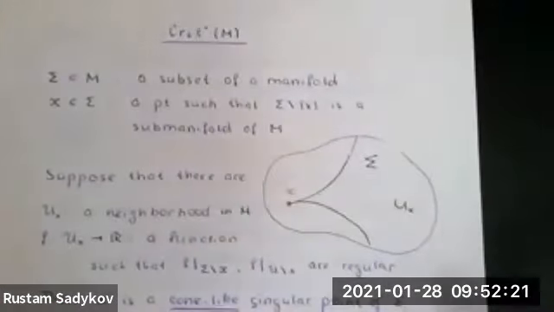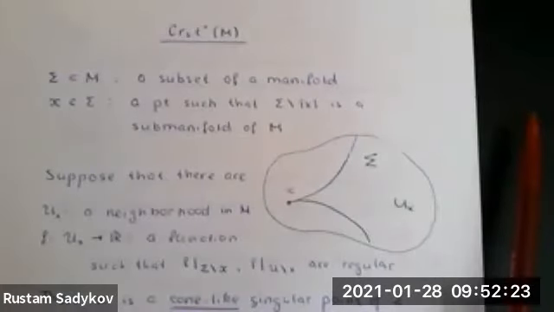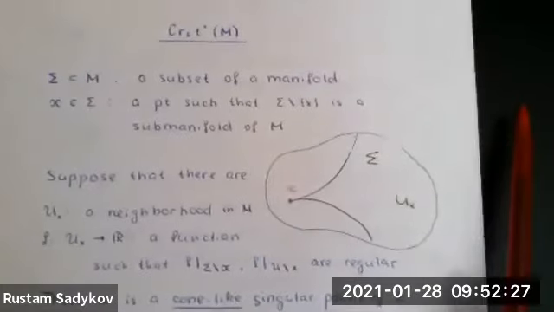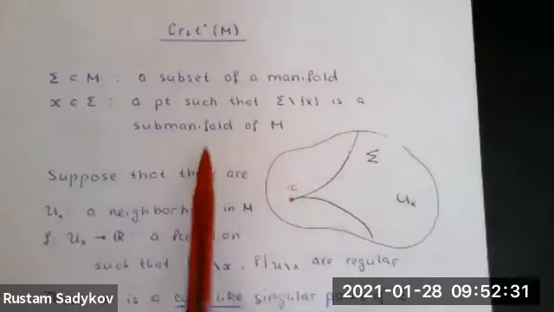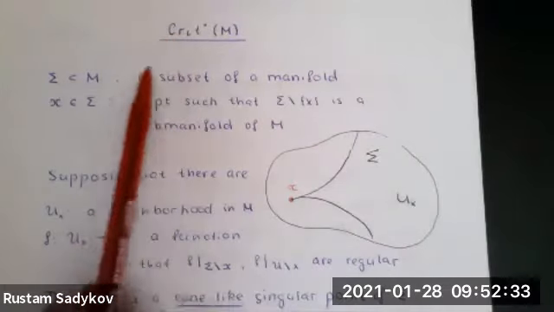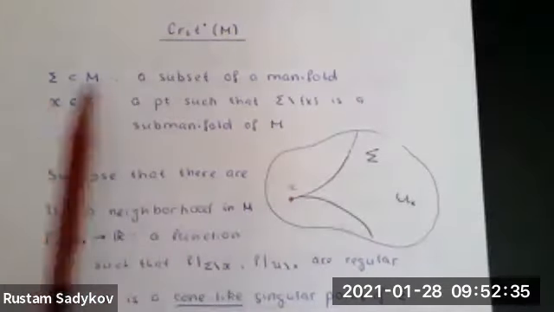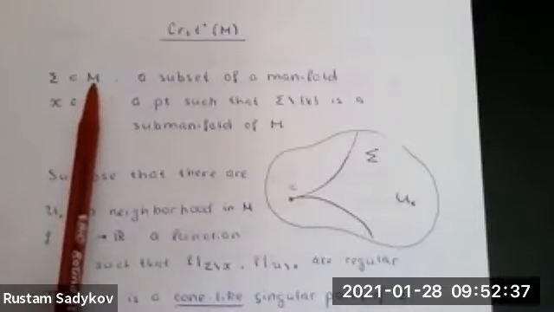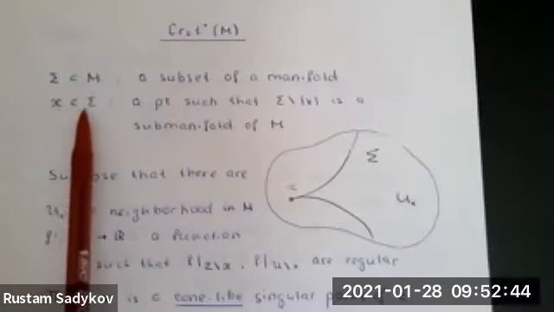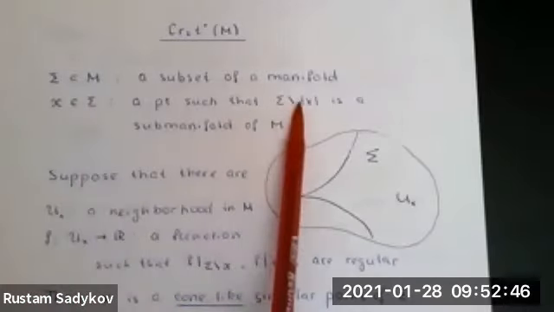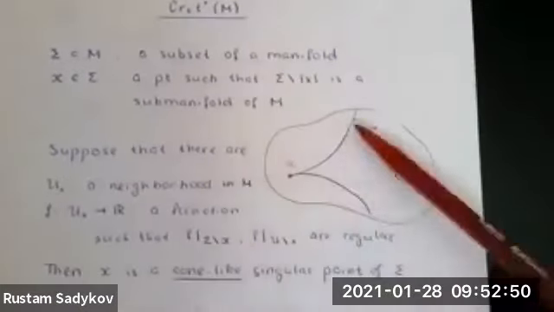We have a slightly different notion. Maybe these two notions are the same, I'm not sure, but we came up with a different notion of non-degeneracy. To define this, assume that M is a smooth manifold, and suppose that sigma is a subset with one singular point. So sigma is a subset such that if you remove one point from the subset, you get a submanifold. So here's the picture.